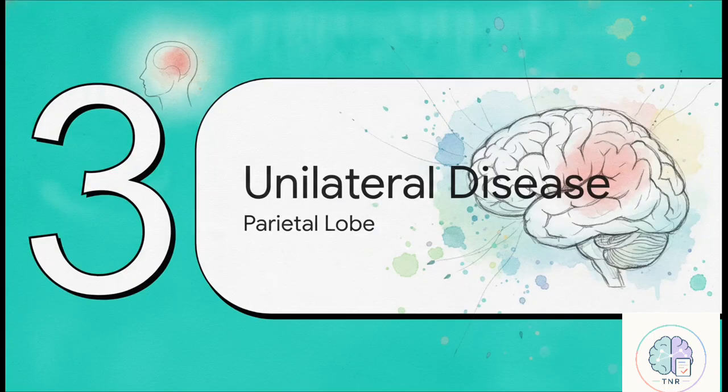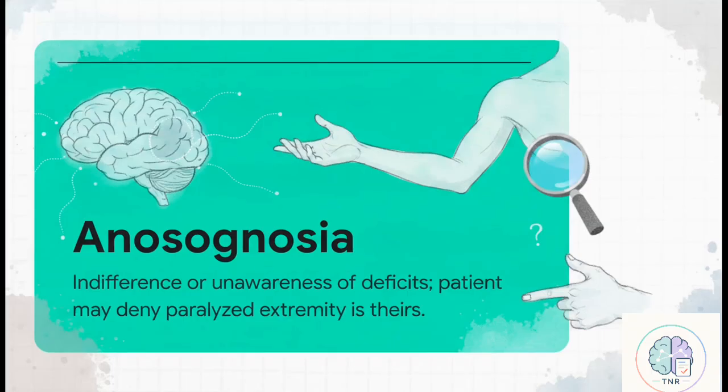Moving right along to Section 3. So what exactly happens when just one side of this parietal lobe gets diseased? Let's break this down point by point so you have this totally mastered. First up is anosognosia. This is a fascinating and, honestly, a deeply heartbreaking deficit. The patient becomes completely indifferent to or entirely unaware of their own clinical deficits. In really severe cases, a patient might literally look right at their own paralyzed arm or leg and completely deny that it belongs to them. They genuinely do not recognize their own impairment.